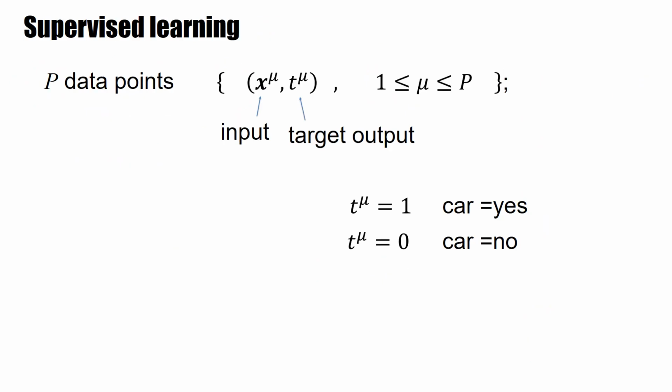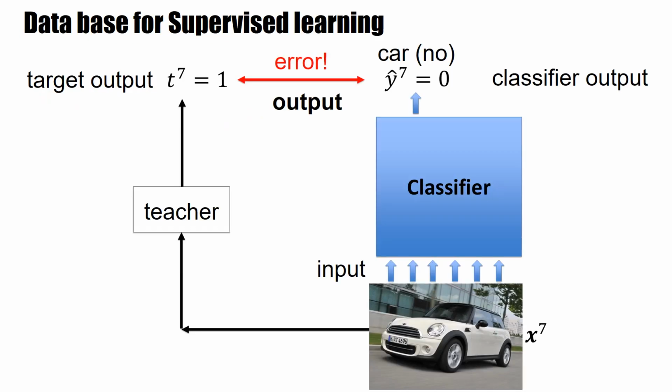More precisely, supervised learning needs a database where you have p data points, and p should be a large number, not just 10, maybe 10,000, maybe 5 million. P is a large number of data points. Each data point consists of an input, this is my vector x, together with a target output. The target output is what the supervisor gave as a label. And t mu equal 1 means, yes, in our example it's a car. T mu equal 0 means, no, it's not a car. So we have these many data points in the database of supervised learning.